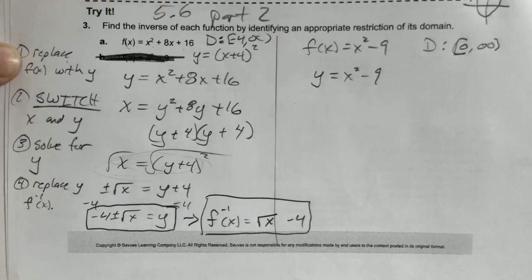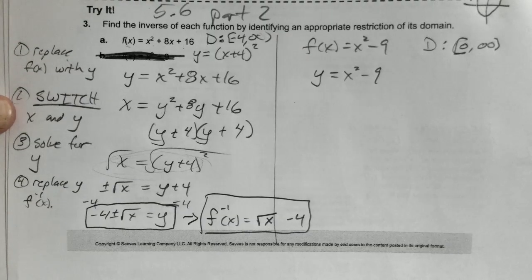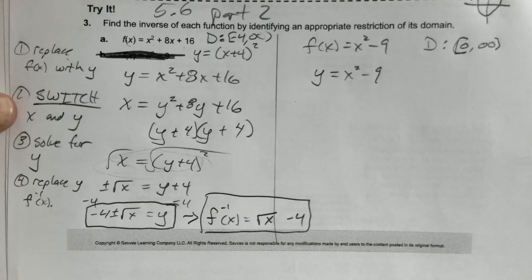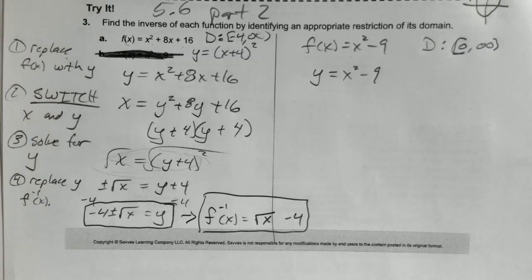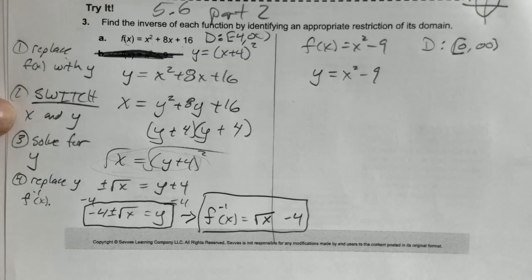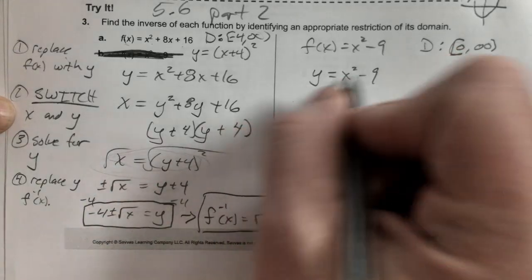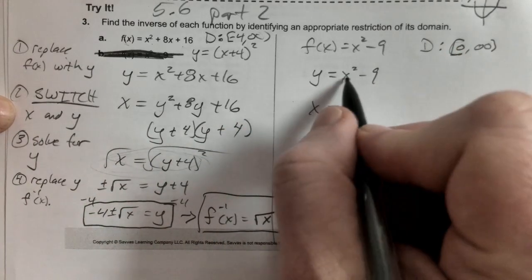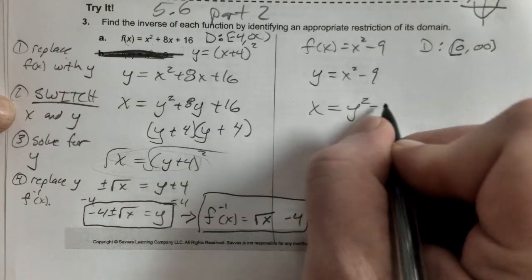And we're here. Step 2, this is where we handle the inverse. The inverse in general just means switch. What am I going to switch around? I'm going to switch around the x's and the y's. That's exactly right. So instead of y equals, I now have x equals. Instead of x squared, I now have y squared minus 9.